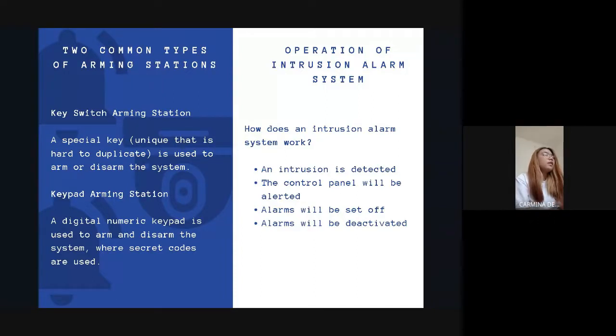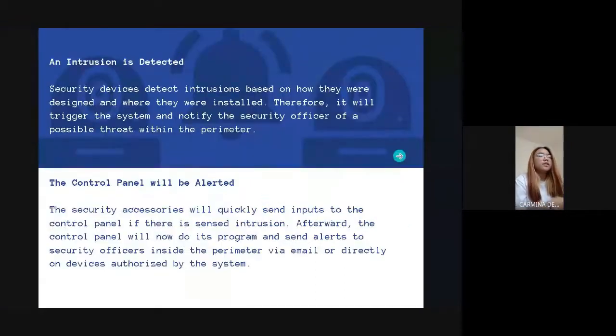And then second, the control panel will be alerted. The security accessories will quickly send inputs to the control panel if they sense an intrusion. Afterward, the control panel will run its program and send alerts to security officers inside the perimeter via email or messages, or simply directly on the devices used within the system.